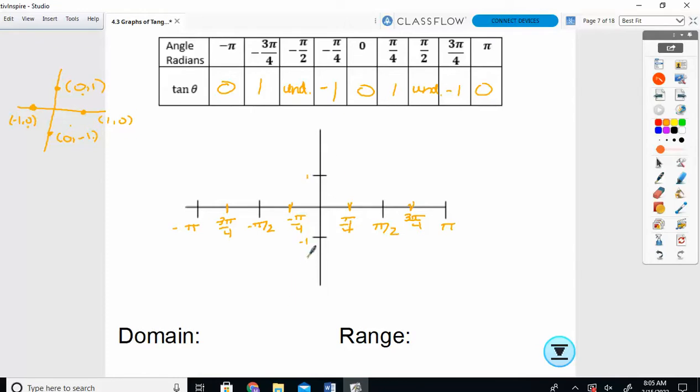So if I plot this, at negative pi tangent was 0. Negative 3 pi over 4 it was positive 1. At negative pi over 2 it was undefined. What do you think I have on my graph if it's undefined? It's an asymptote. Negative pi over 4 is negative 1. 0 is 0, pi over 4 is 1, pi over 2, undefined, 3 pi over 4 is negative 1, and pi is 0.